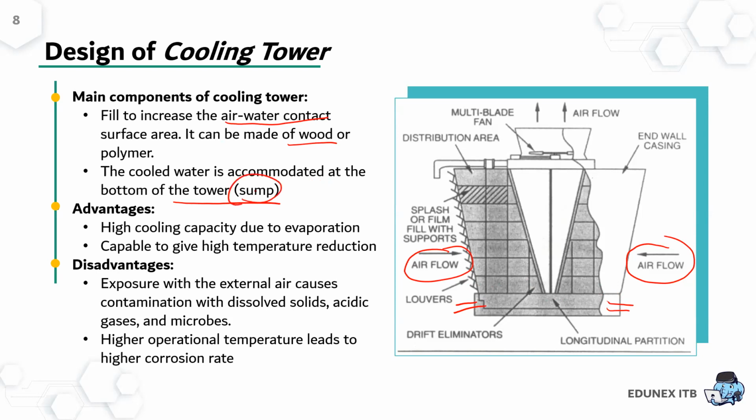The advantages are the high cooling capacity due to the evaporation, and also it is capable of giving high temperature reductions. However, the cooling tower also has disadvantages. The first one is exposure to the external air, which causes contamination with dissolved solids, acidic gases, and microbes. The second one is that a higher operational temperature leads to a higher corrosion rate. So by increasing the temperature, the corrosion rate also increases, so we need to prevent these conditions.